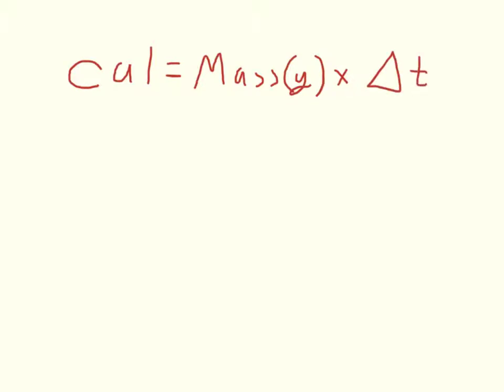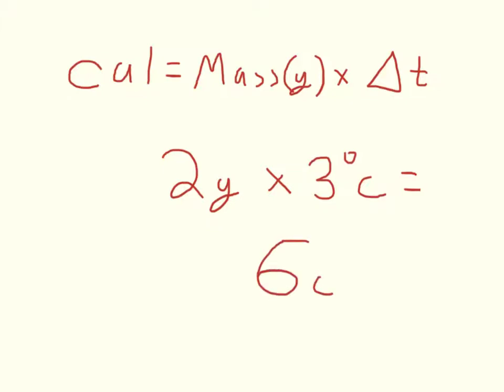By now you might have figured out the formula for calories, and that is: a calorie is equal to the mass of the water, measured in grams, multiplied by the change in water temperature. So if I had, for example, 2 grams of water and I raised it from 25 to 28, that would be a 3-degree difference. That would take 2 times 3, or 6 calories of heat energy to raise that much water by 3 degrees. So that's what a calorie is.